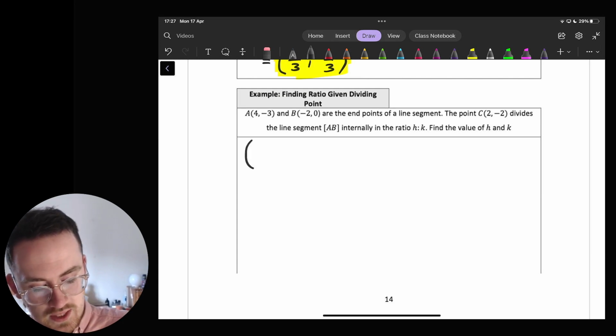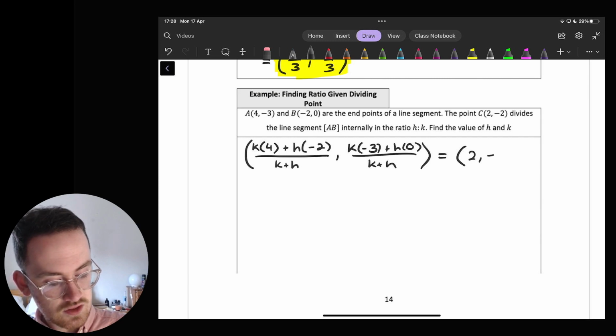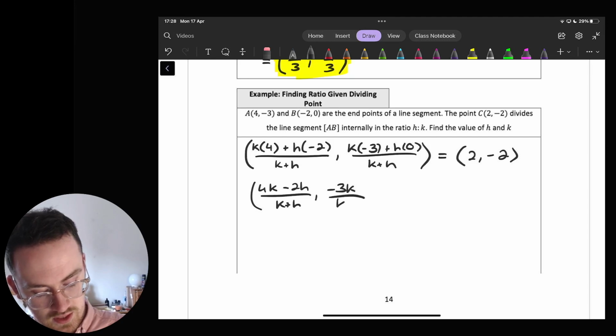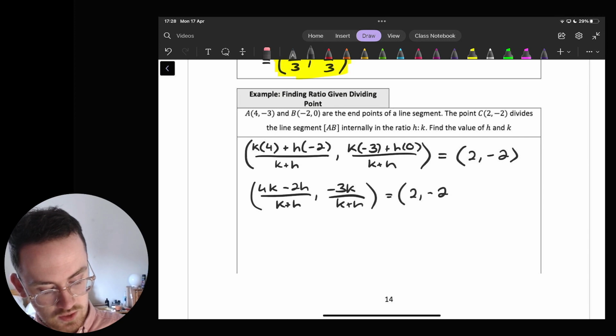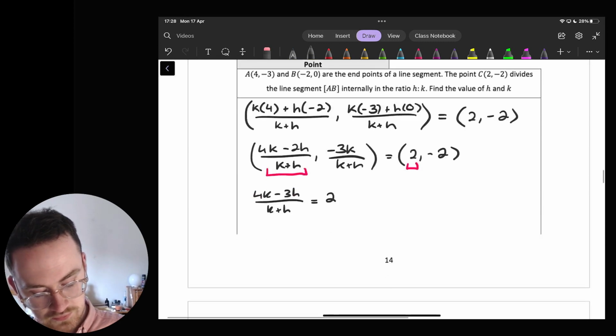But looking at it in terms of using the formula, I don't know what my h and k are, but I can sub them into my formula. So k by minus 3, h by 0, over k plus h. Obviously we know that the answer here is 2, minus 2, so we can use that in our calculations. So 4k minus 2h over k plus h, and minus 3k over k plus h, is equal to 2 and minus 2. Taking each of these points, we'll focus on this one first, and it is equal to 2. So 4k minus 3h over k plus h is equal to 2. So 4k minus 3h is equal to 2k plus 2h.